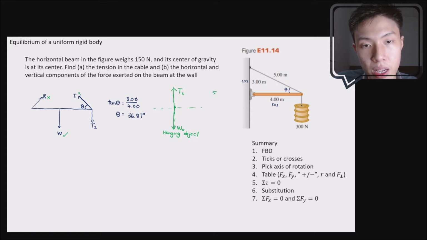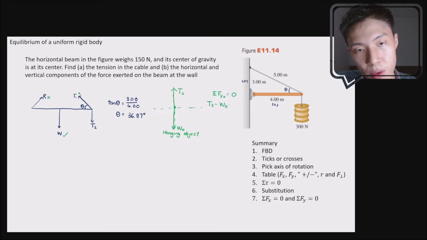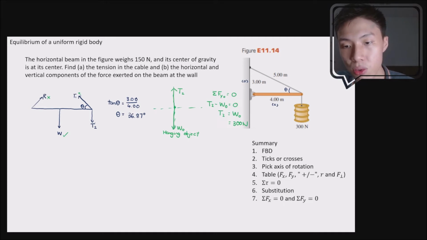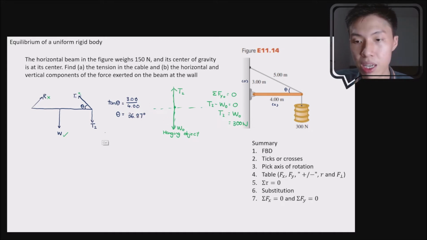Therefore, you know that the sum of Fy for the object will be equal to 0. And therefore, T2 minus the weight of the object will be equal to 0. Therefore, T2 will be equal to the weight of the object, which is 300 Newton. Therefore, you know that T2 here has a magnitude of 300 Newton, and due to that reason, you are able to say that you know the value for T2.